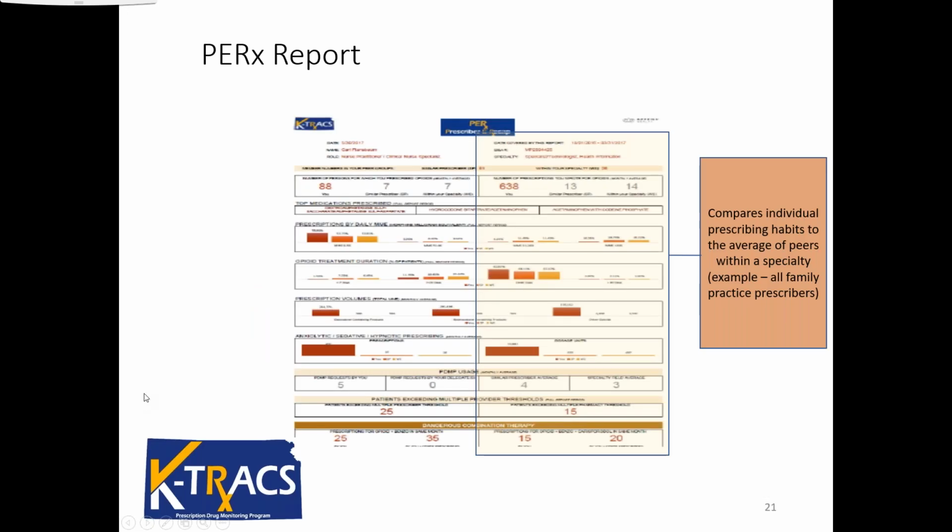Not a problem. Okay. This is actually what the PERCS report looks like. As you can see, it basically gives you all of the graphs that show you how you compare to others. What I really like to show is the bottom part of it. It shows how many times you or your delegate have queried the system. It shows how many patients you have that possibly could be getting that combination of opioids and benzos. It just is a great reference point.